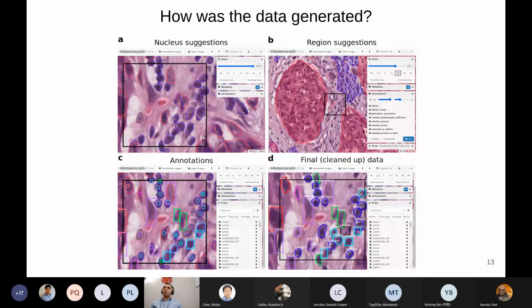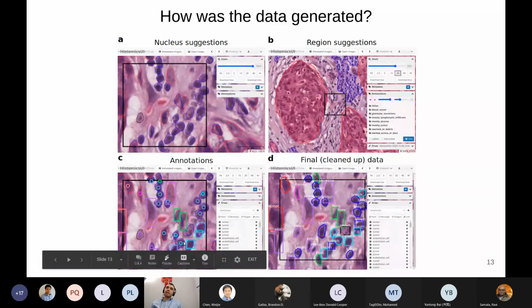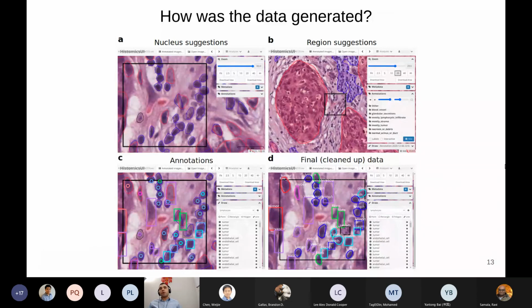And we tell them, if you see a nucleus you like, place a dot inside it. If you don't, just place a box around it. Whether they place a dot or a box, they always choose the class. So even though they see a suggestion for a particular class, they still need to actively provide a specific class for the nucleus. For example, lymphocytes are shown in blue here.